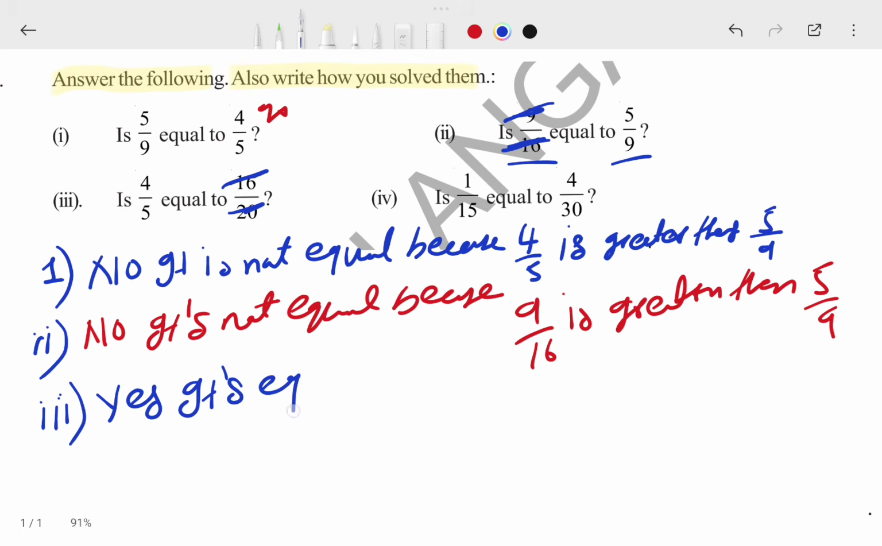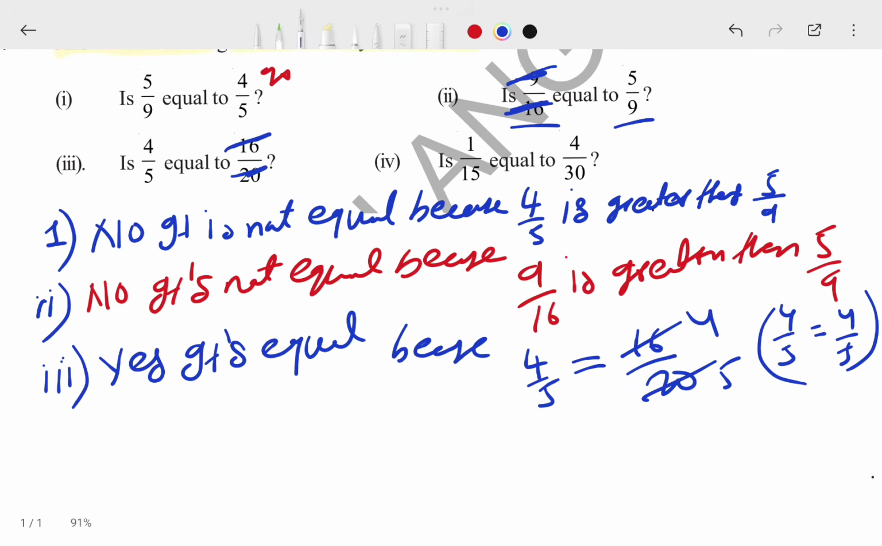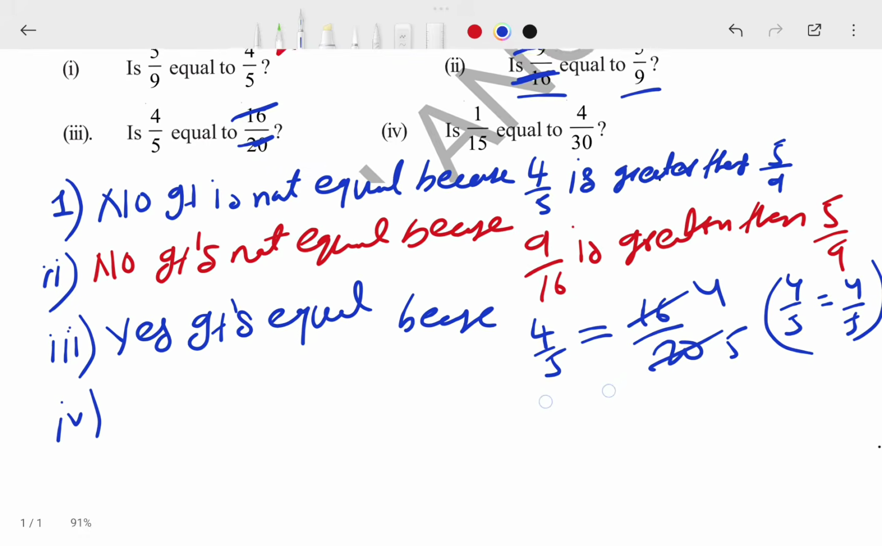It's equal. Why is it equal? Because this 4 by 5 equals this 16 by 20. If you divide, in the 4 table 16 is 4 times, in the 4 table 20 is 5 times. So both are equal or not? This is 4 by 5 and this is also 4 by 5. That's why it is equal. Right, is it over? Now let's talk about the fourth one, which is the last question.